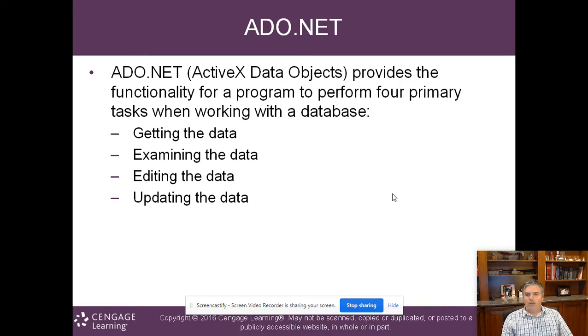ADO.NET provides a functionality for a program to perform 4 primary tasks when working with a database: getting data, examining data, editing data, and updating data. It's also deleting data, but they didn't put it in here. So when you're working with a program and you need to connect to a database, there are ADO.NET controls that you drag onto your screen, you point it to your database, and the functionality kind of lives in there that allows you to manipulate that data inside the database. It's a little more complicated than that, but we will get into that quite a bit later this year.